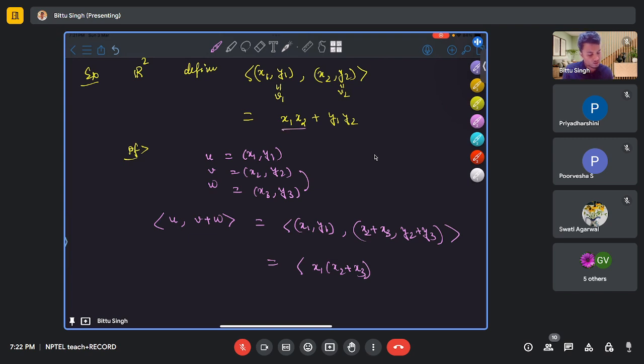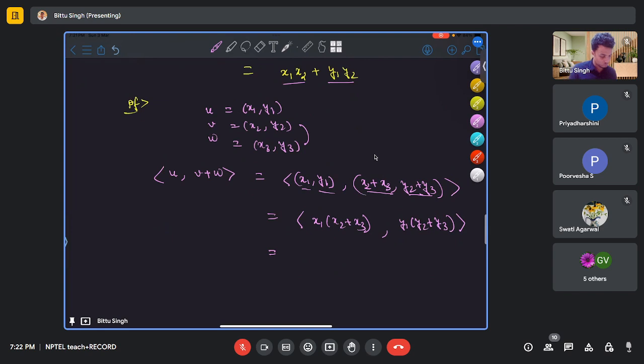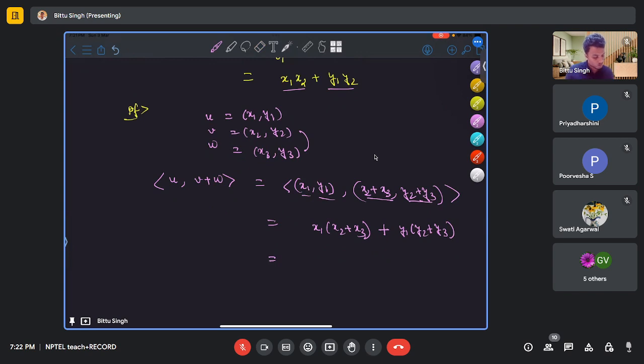Dot product is: multiply the first components, multiply the second components, and add those two things. So multiply the first components, and now we'll multiply the second components. So it will be y1 times y2 plus y3. Now sum, multiply and add by definition. Okay, so this is actually the same as x1 times x2 plus y1 times y2, and we can write separately x1 times x3 plus y1 times y3.